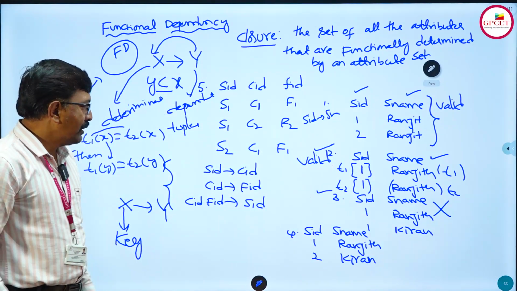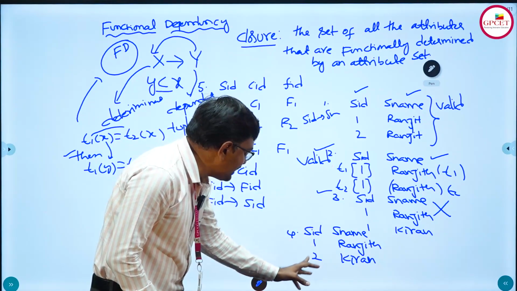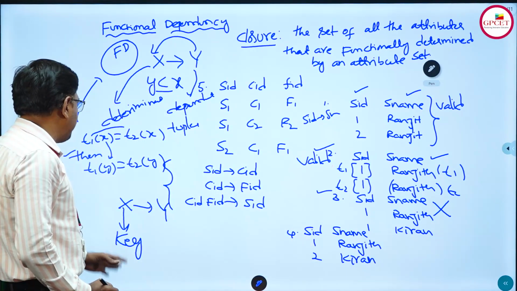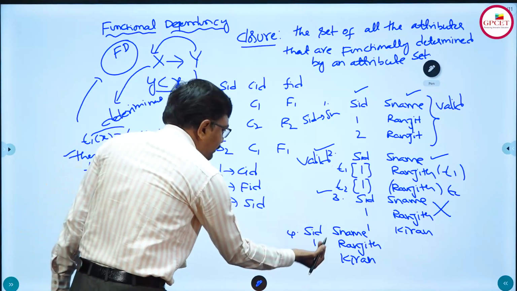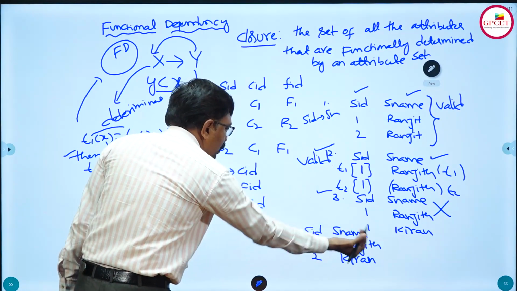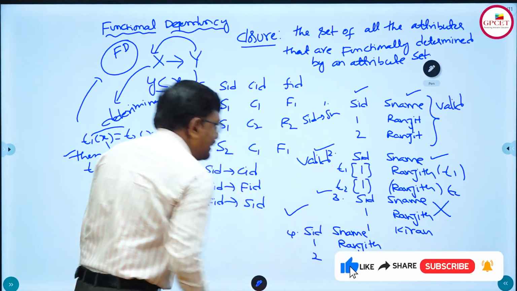Whereas the fourth one, observe here: 1 Ranjit and then 2 Kiran. Based on functional dependency X tends to Y, X is compulsorily a key, okay, no problem. 1 determines Ranjit, 2 determines Kiran. That is, the functional dependency is valid.